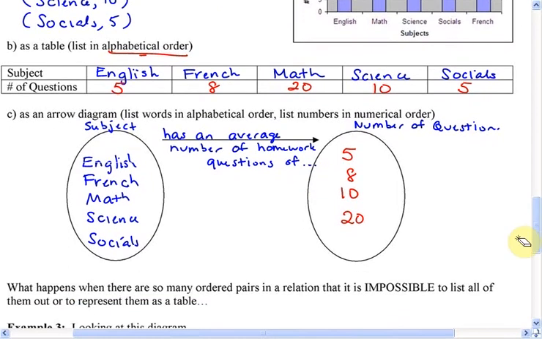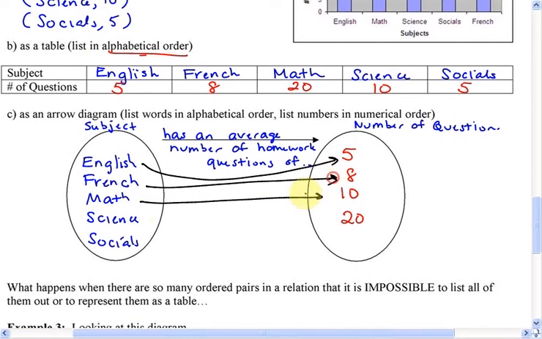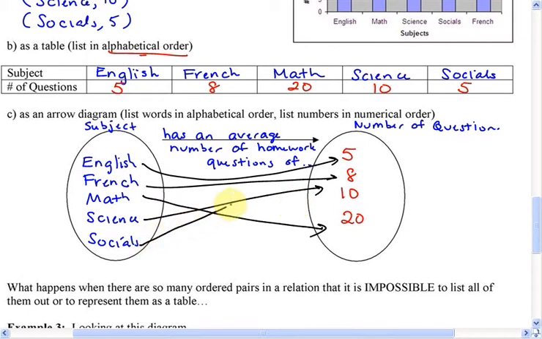So let's put the arrows together. English goes where? Where does the arrow go? 5. How about French? 8. Math? 10. Okay, so math is 20. Science is 10. Where does socials go then? Yeah, so you can put socials, another arrow that points to the same number 5.